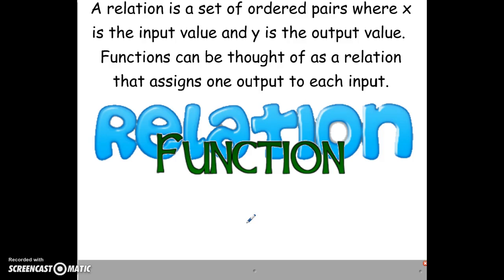But only some of them were functions, because a function can be thought of as a relation that assigns one output to each input. So functions are special types of relations. It's very, very important that you understand that. Everything we talked about was a relation, but functions have one output to each input. This could be thought of as one y to each x. Outputs are the y's, inputs are the x's. You guys discussed that last year, those vocabulary words.